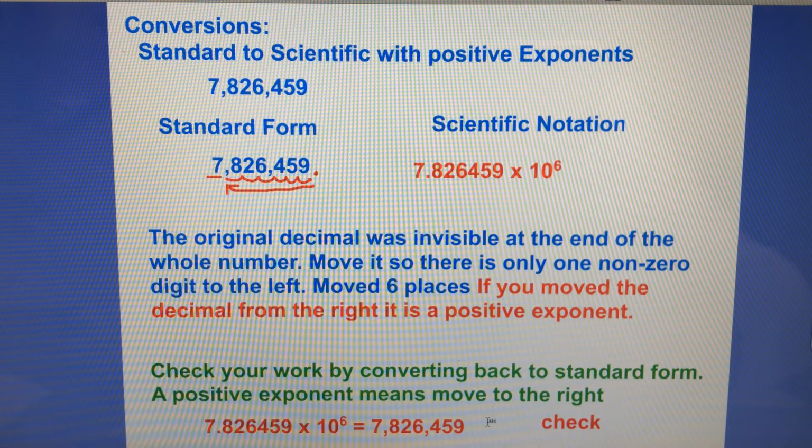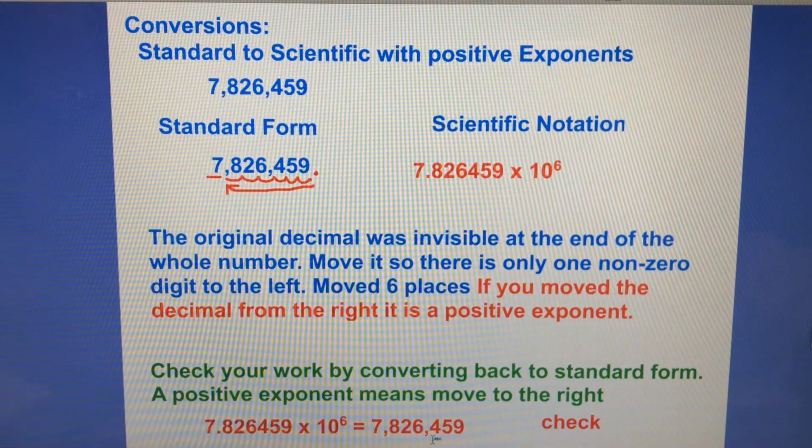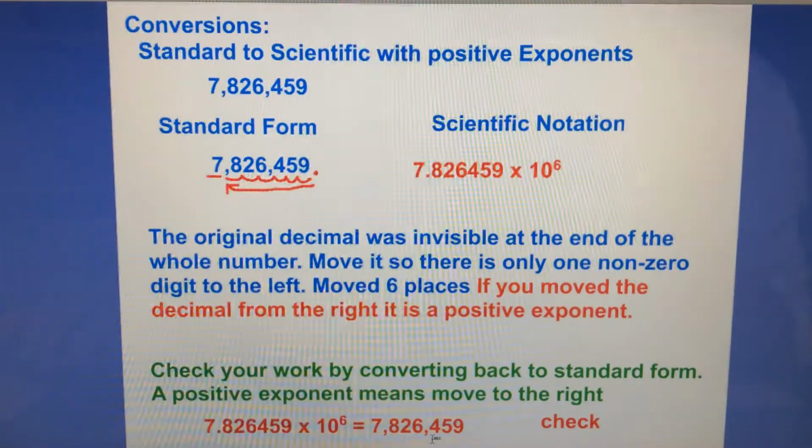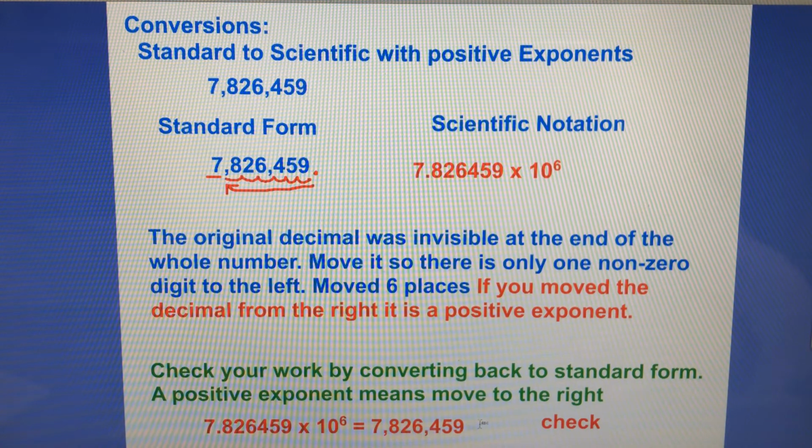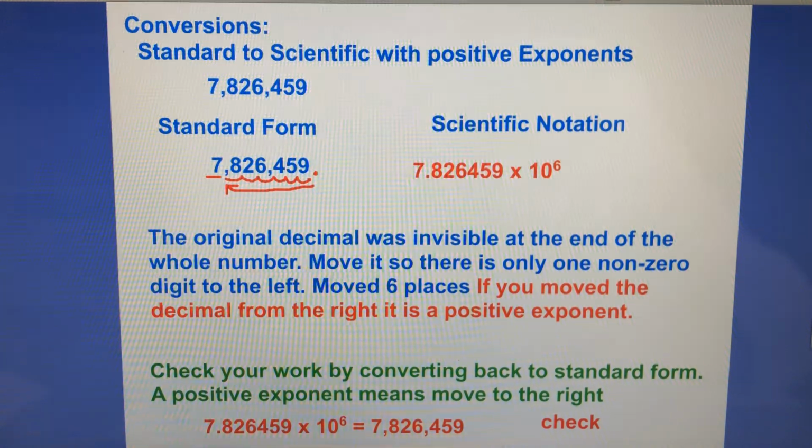If I have a positive 6, it means move my decimal to the right. I am going to get 7,826,459. I get my original standard form back. So I know that I have done it correctly and I've used the correct exponent.